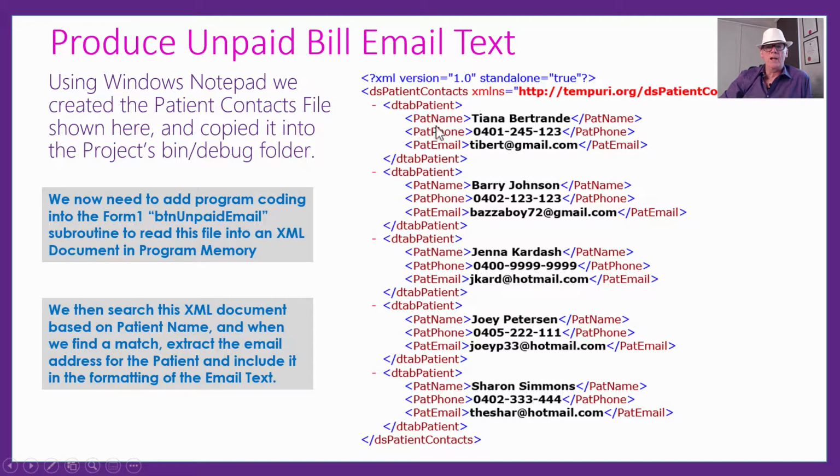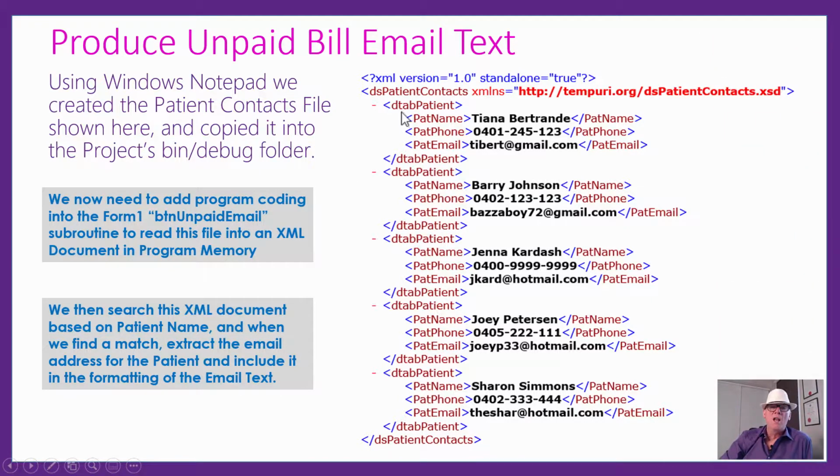So in Windows Notepad, we made this file, so we're calling it DS Patient Contacts for its main file name, and so I got the /DS Patient Contacts down the bottom, and each element in it is called dtab patient. All right, so we've got the patient name, their phone and their email all in there, and we've just got those people. Now it does have a namespace in it too, so it's got this temporary universal resource identifier, and dspatientcontacts.xsd is the name of it, okay? Now we're not actually going to make a bound form and add it in so that they could, you know, add patients in using a screen and save.